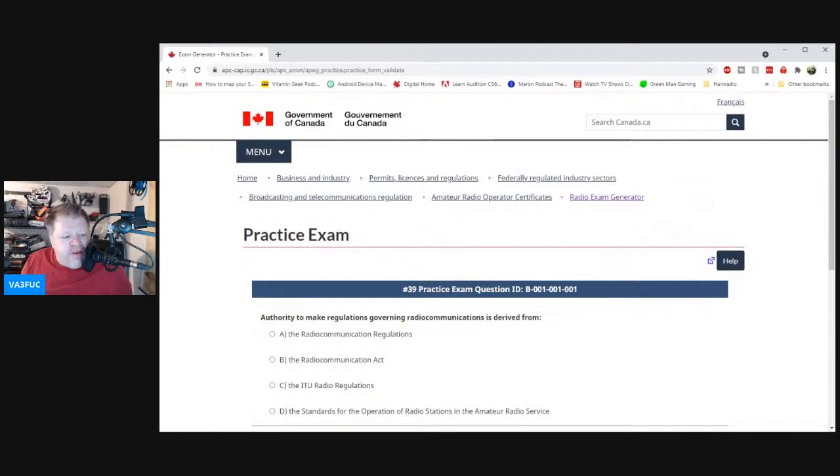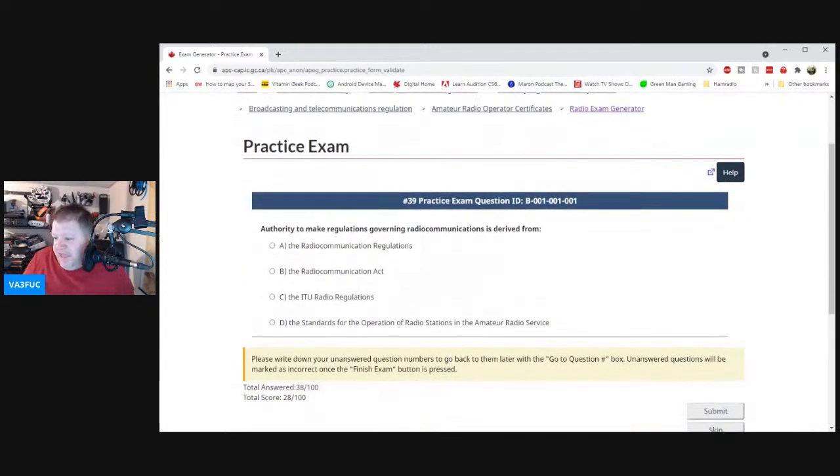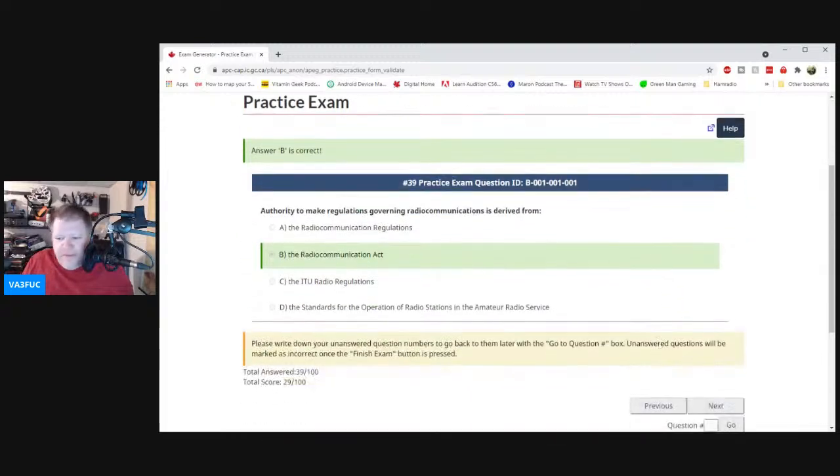Question 39: Authority to make regulated government communications is derived from... Now, this is something that involves Canadian amateurs mostly. One of you guys would be the FCC stuff. But we have two regulations that make this. There's the Radio Communication Act, and then there's the Radio Communication Regulations that make the Radio Communication Act. Confusing? Yes. But anyways, authority to make regulations governing the communication is derived from the Radio Communication Act, if I remember correctly.